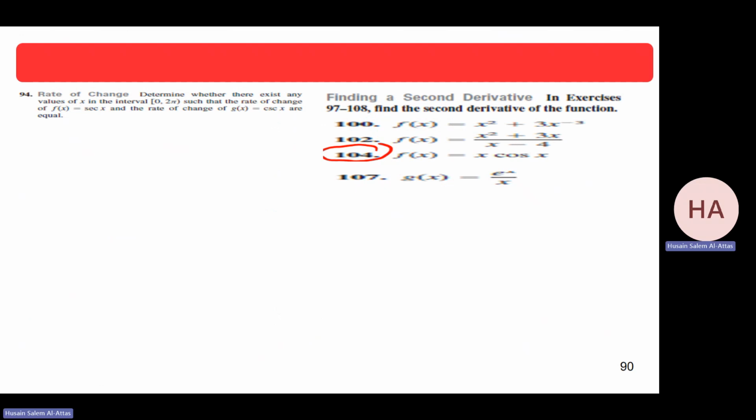Okay. Determine whether there exist any values of x in the interval such that the rate of change of f of x equals secant x and the rate of change of g of x equals cosecant x are equal. It means f prime equals g prime. Find the values where f prime is equal to g prime. F prime will be secant x tan x, and g prime is minus cosecant x cotan x.